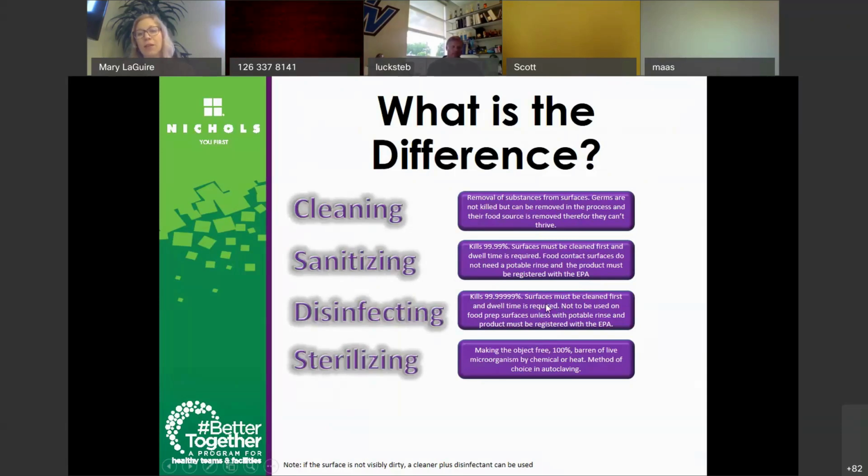You often hear about this in a healthcare setting, sterilizing the tools that they use for surgeries. It's making that object free, 100% barren of life and microorganisms, by chemical or heat. And the term we often hear in healthcare is autoclaving.